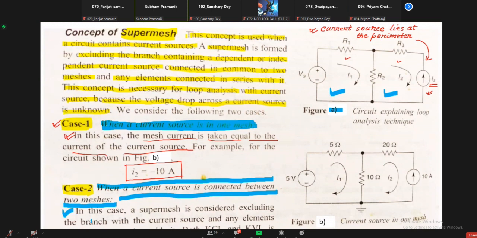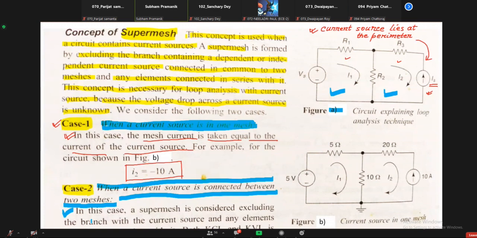As I was saying, if a branch contains a current source and a series circuit element along with it, this is applicable for case 2, when a current source is connected between two meshes. In this case, a supermesh is considered excluding the branch with the current source and any elements connected in series with it. Okay, first digest this thing. Then I shall go to the next point. First, try to understand what this is saying.